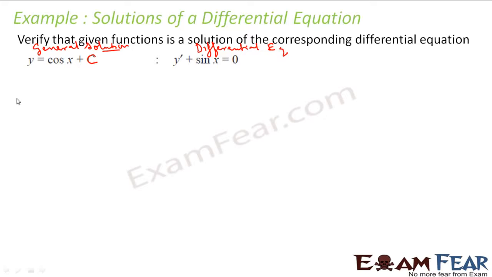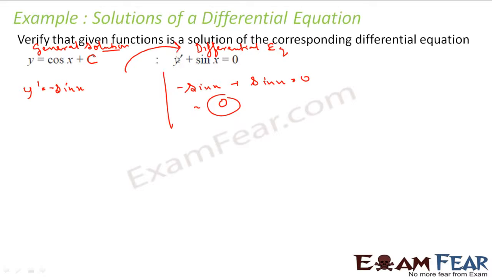So this equation needs y dash. Let's find y dash. Y dash becomes minus sin x, c becomes 0. This is my y dash. So my equation says y dash plus sin x is equal to 0. What is y dash? Minus sin x. Correct? Plus sin x. And that is true actually. Since this is true, I can say that this particular solution is true for this differential equation.